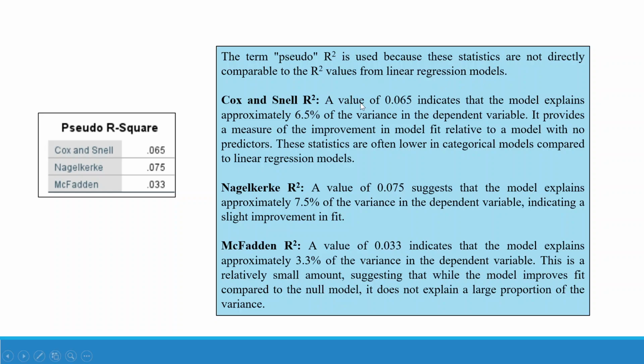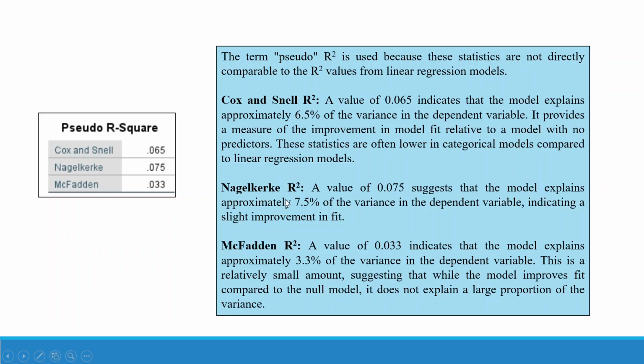So we start with Cox and Snell R-square. A value of 0.065 indicates that the model explains approximately 6.5% of the variance in the dependent variable. It provides a measure of improvement in the model fit relative to a model with no predictors. This statistic is often lower in categorical models compared to linear regression models. It's bound to happen, no need to worry, but 6.5% is very low here.